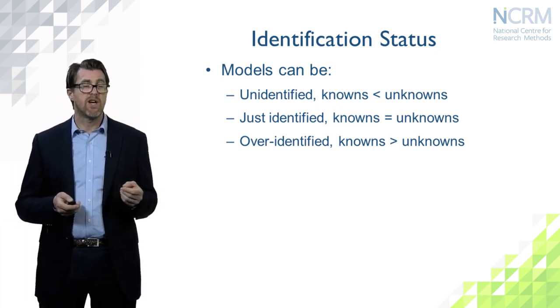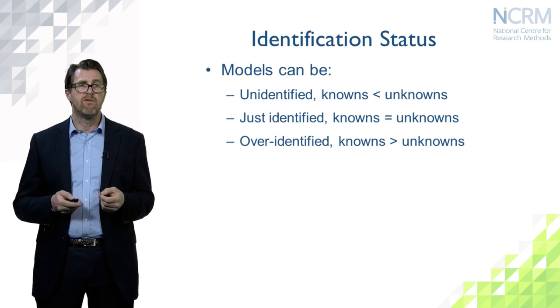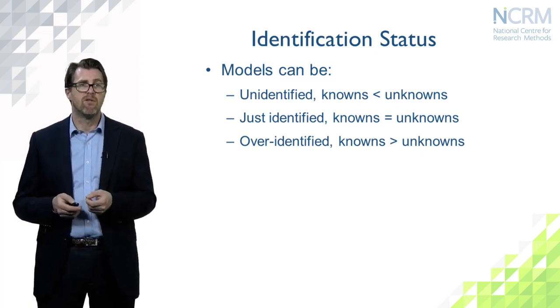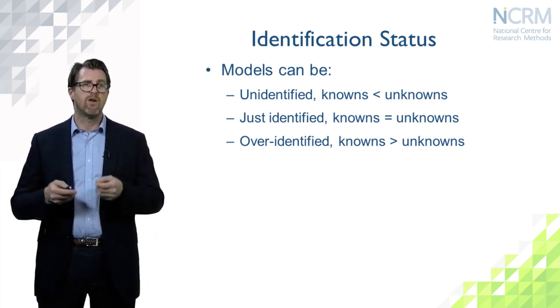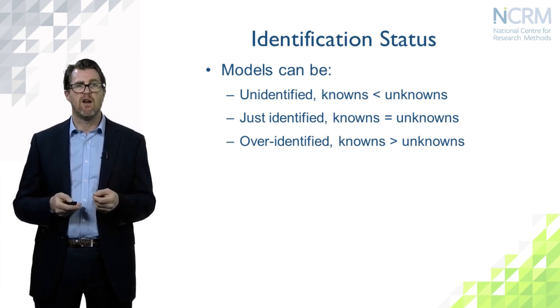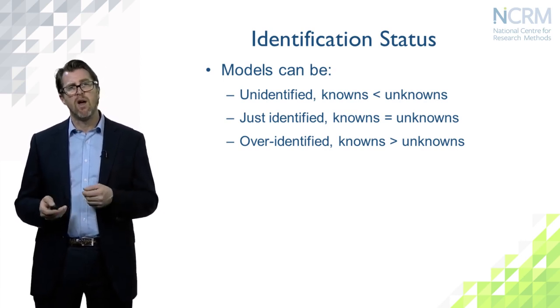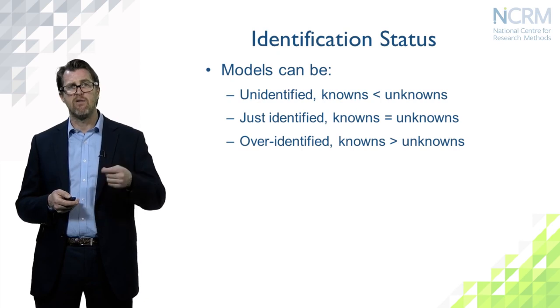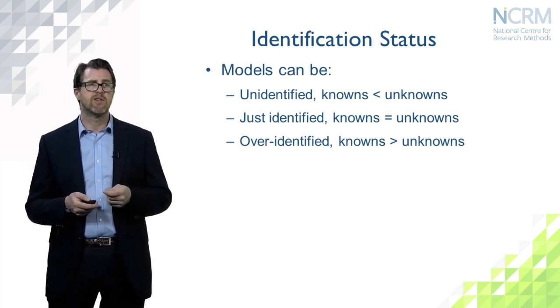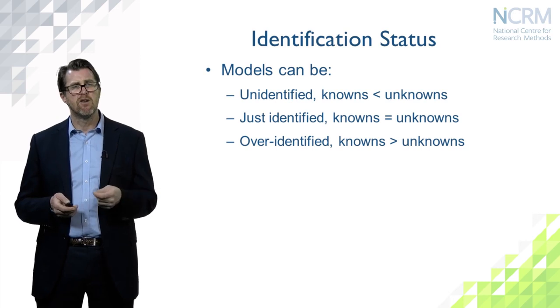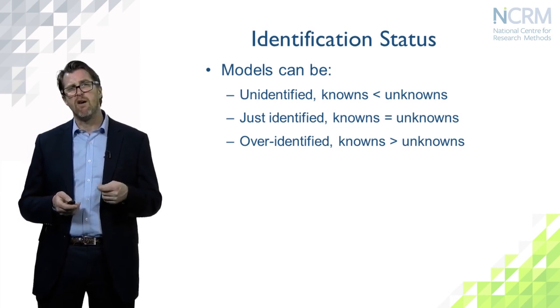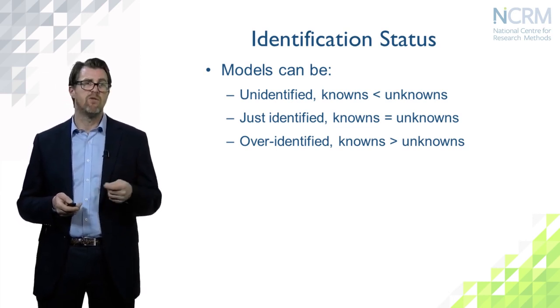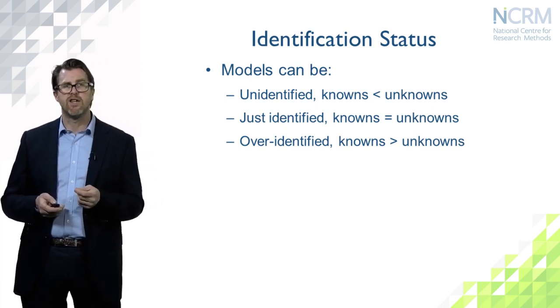Other models can be just identified, where the number of knowns is equal to the number of unknowns. We don't have any over-identifying restrictions on the model. And therefore, for just identified models, we don't have any likelihood for the model that we can use to assess its fit. Now, most of the models that people are familiar with using, again, ordinary least squares regression, those kinds of models are just identified.